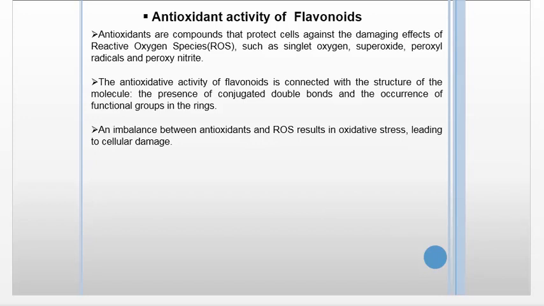Antioxidant activity of flavonoids. But at first, what are antioxidants? Antioxidants are compounds that protect cells against the damaging effects of reactive oxygen species, such as singlet oxygen, superoxide, peroxyl radicals, and peroxynitrite. The antioxidative activity of flavonoids is connected with the structure of the molecule, the presence of the conjugated double bonds, and the occurrence of functional groups in the rings.